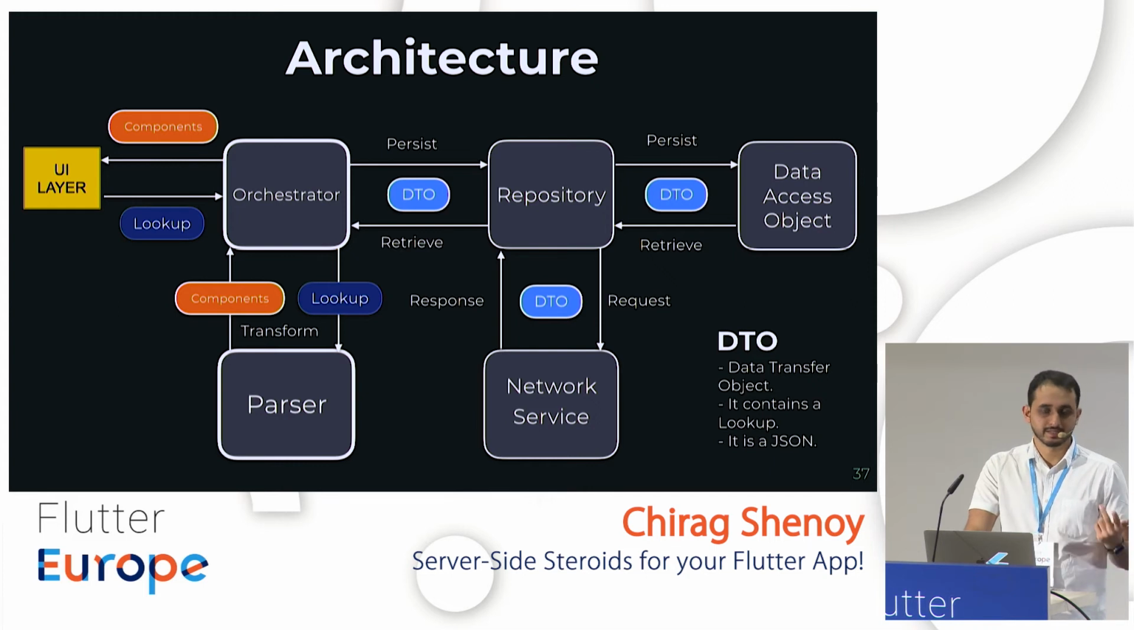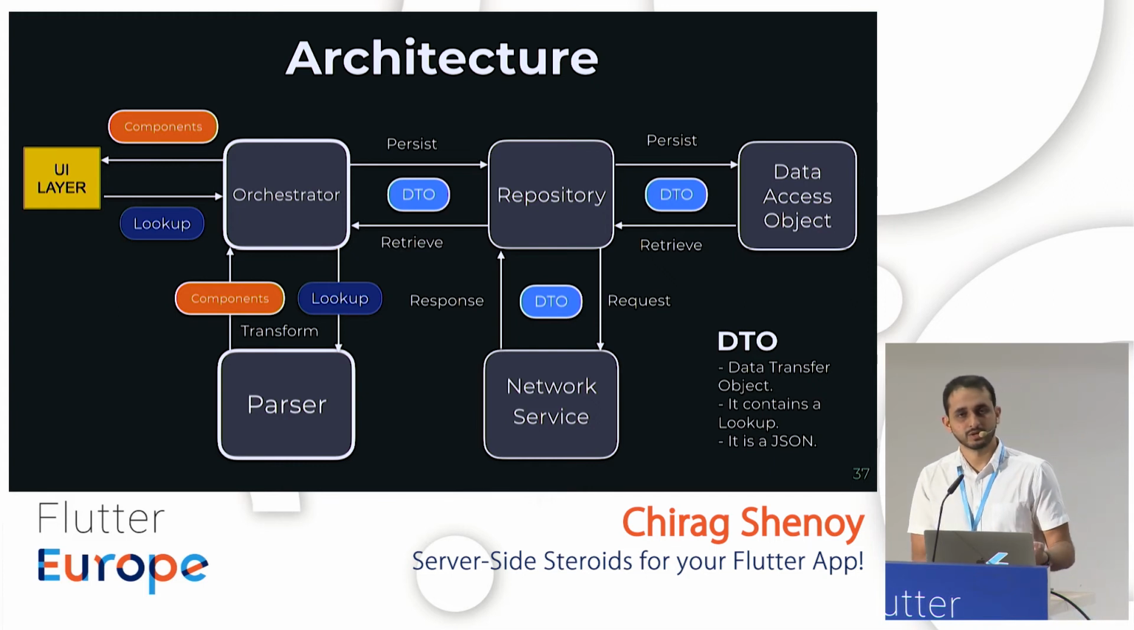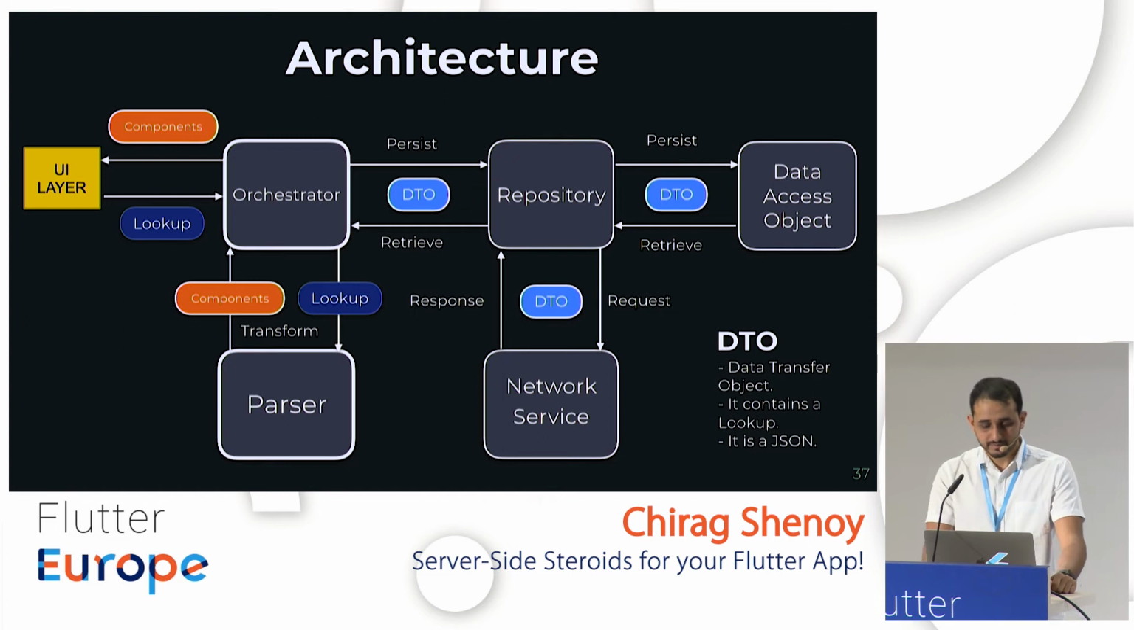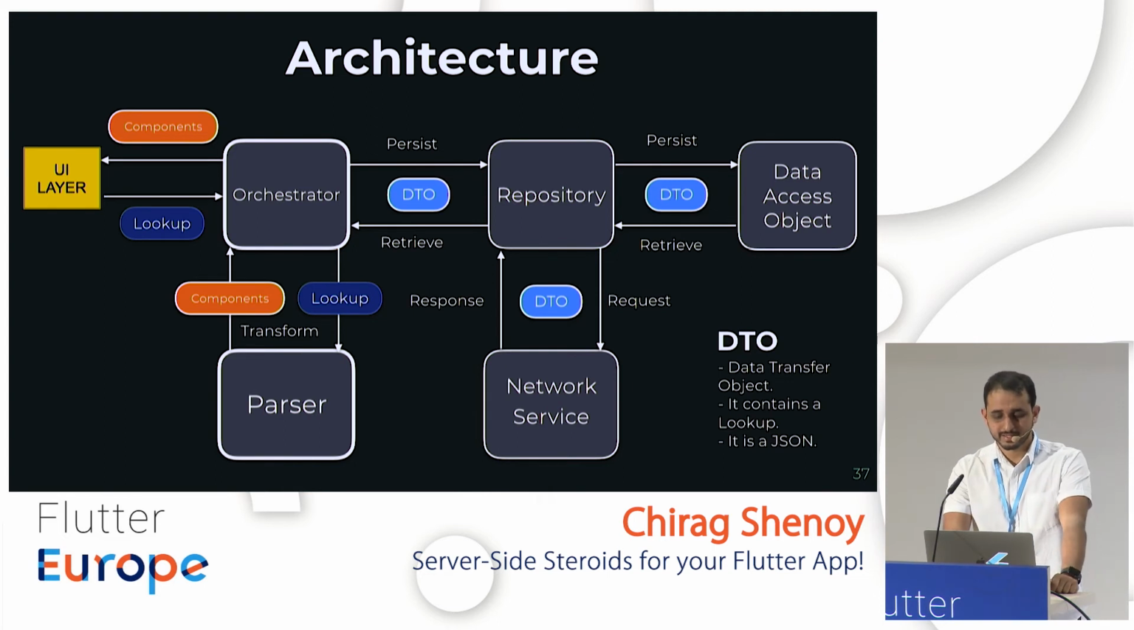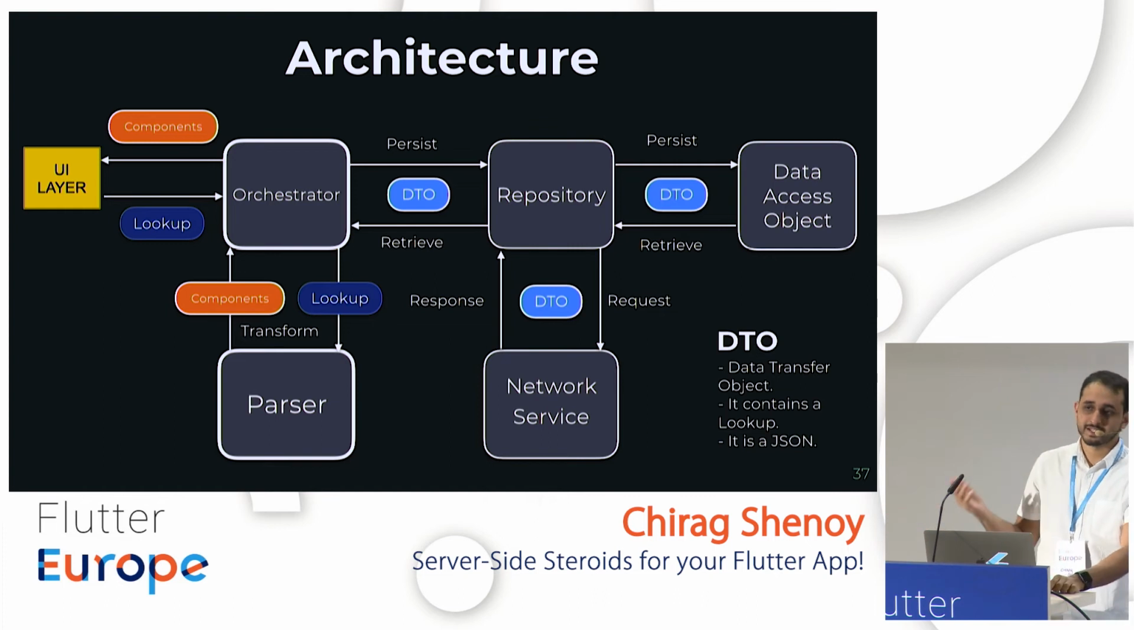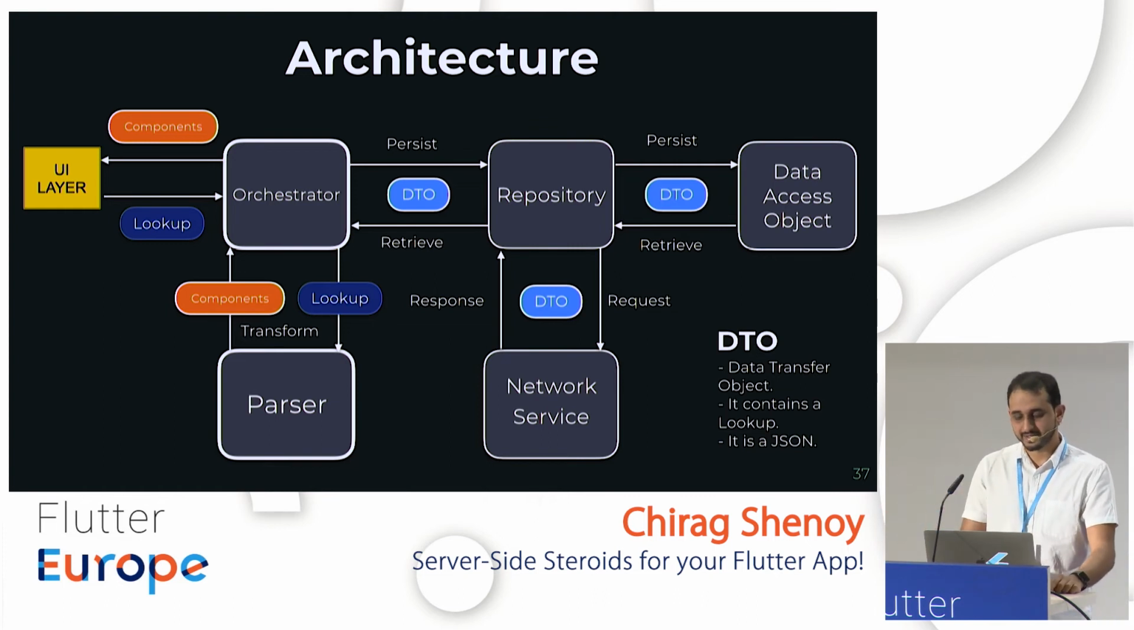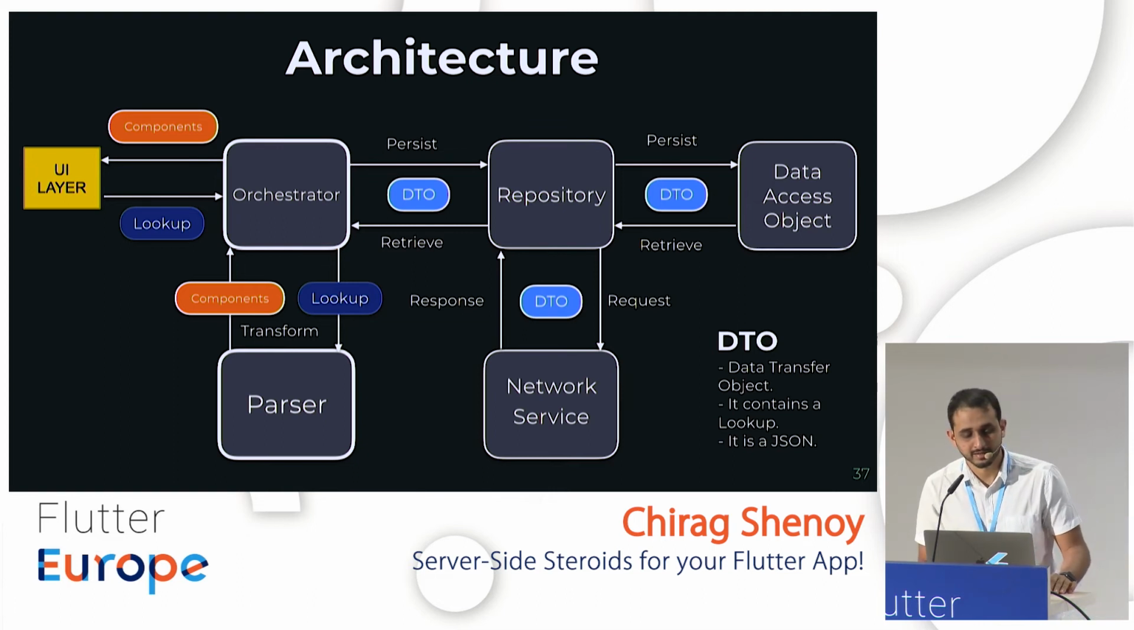It's a JSON, and it has the same lookup key that we have been talking about from the beginning. And that DTO is persisted in something called a data access object, which is the DAO pattern in Android. It's some sort of persistence mechanism that we have used in order to cache data completely. And so this app would work the same even in offline mode. Though it's completely server-side driven, it still works exactly the same way in offline mode as well.